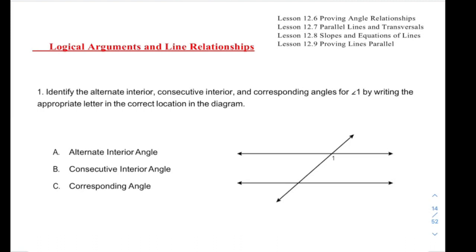Today we are going to revise logical arguments and line relationships, and we are starting. Let's start. Identify the alternate interior, consecutive interior, and corresponding angles for angle 1 by writing the appropriate letter in the correct location in the diagram.